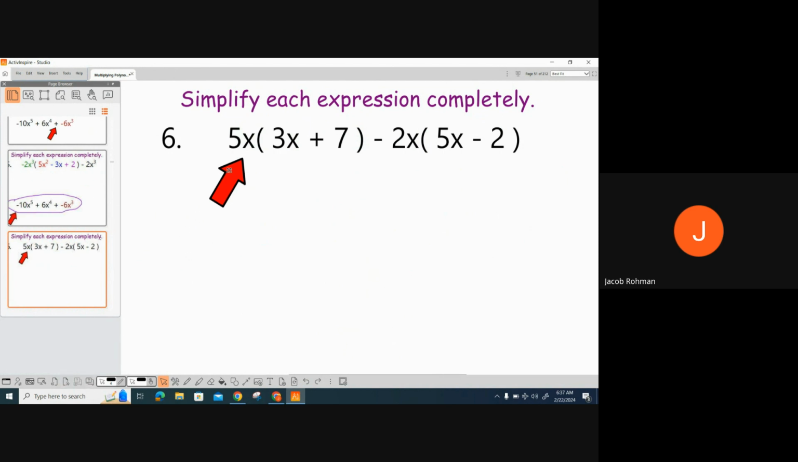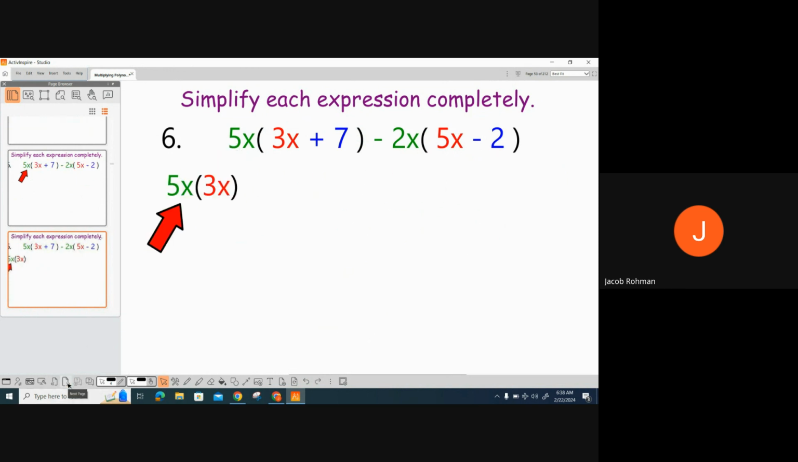Example 6, you have a binomial here times this monomial of 5x, and then we're subtracting 2x times this binomial here. So we're actually going to use the distributive property twice in this case. So let's look at that. So we're going to take the green times everything inside, which will be the red and the blue in both cases. So green times red, blue, green times red, blue. So let's look at that first.